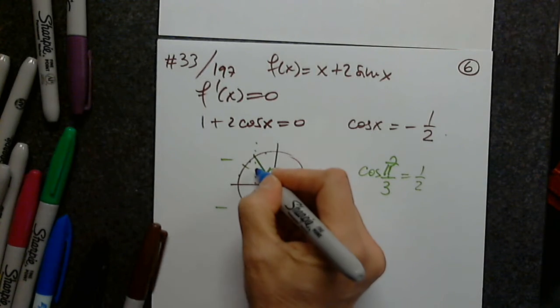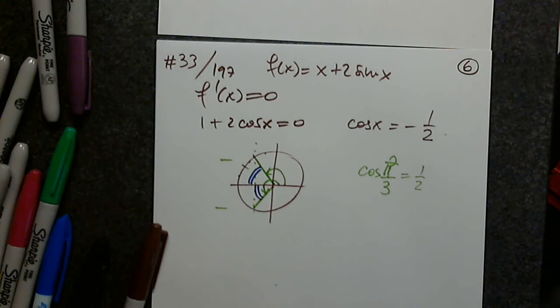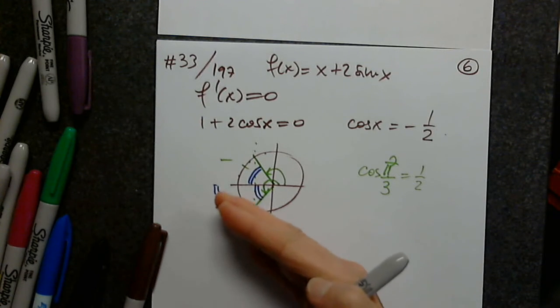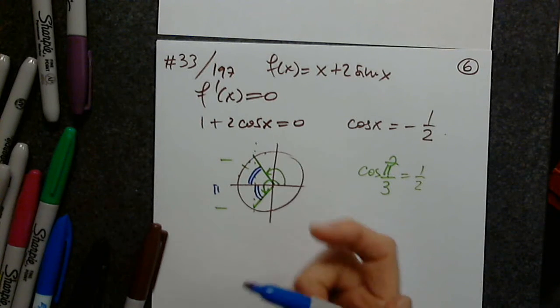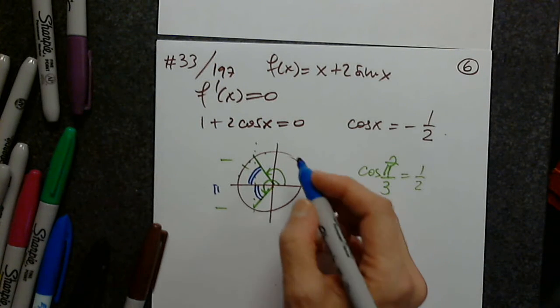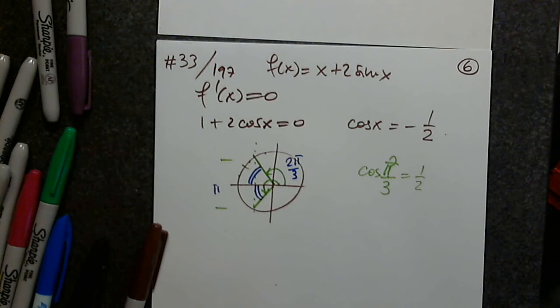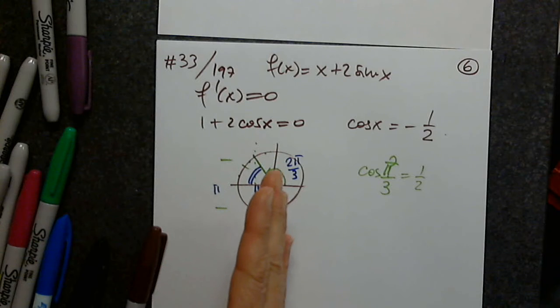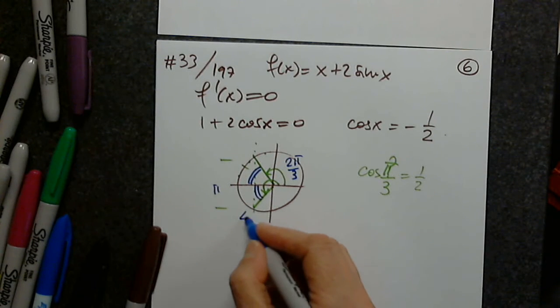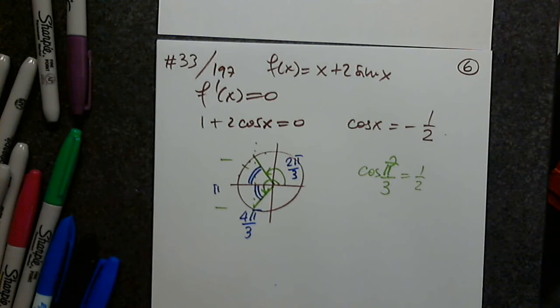With the same reference angle, which is this one and this one, the same reference angle of pi over 3. So this is pi, and I'm coming back pi over 3. So what will this be? Pi minus pi over 3, which is 2 pi over 3. And now this one is pi plus pi over 3, which will be 4 pi over 3. But there are infinitely many solutions to this.